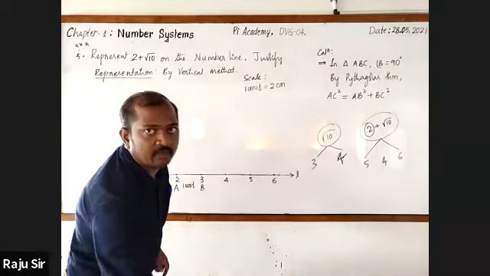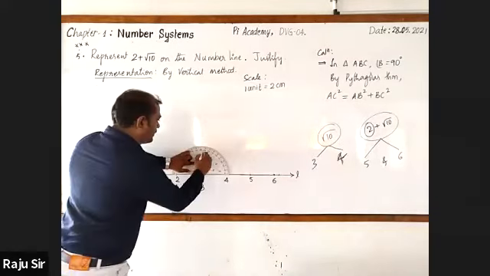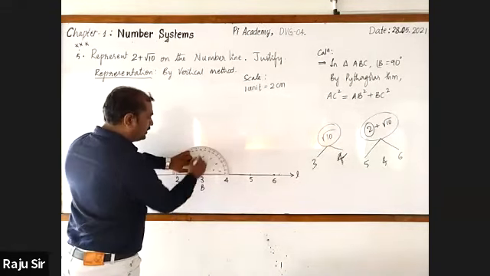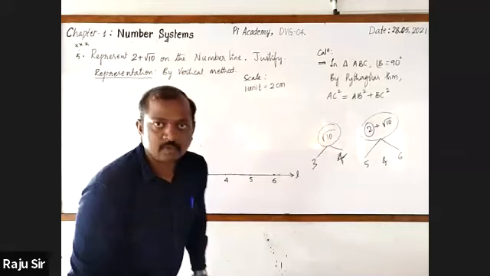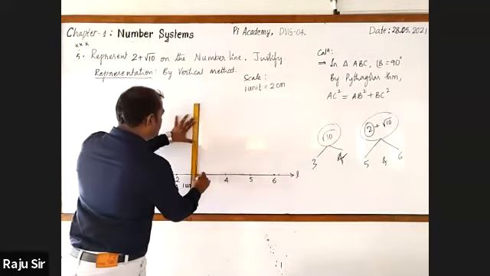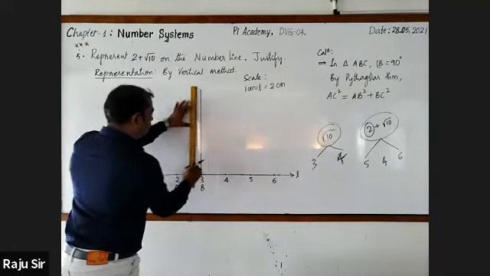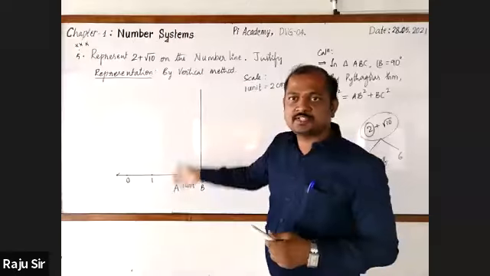At B, draw the perpendicular. Use protractor and place the midpoint of protractor at B. Mark against 90 degrees. After that, take scale and draw a perpendicular. So 10 centimeters, sir? The perpendicular should be 10 centimeters? Not 10 centimeter. You just draw a straight line.